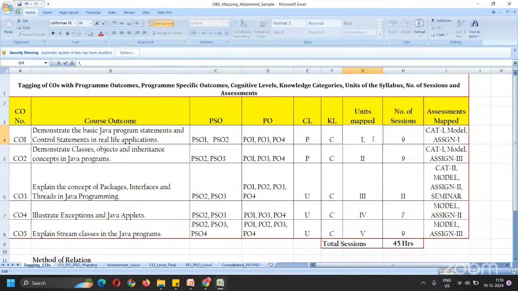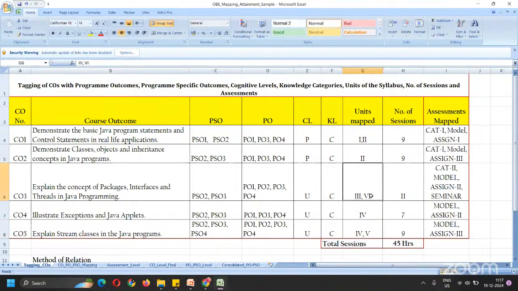Okay, if I change it like this, CO1 is mapped with unit 1 and unit 2, and CO2 is mapped again with unit 2, which means unit 2 is now contributing to CO1 as well as CO2. Likewise, the overlapping is also permitted, so one unit can contribute to multiple COs. If I give it like this, now you can see my fourth unit is contributing to three different COs. Okay, now I have tagged it like this.